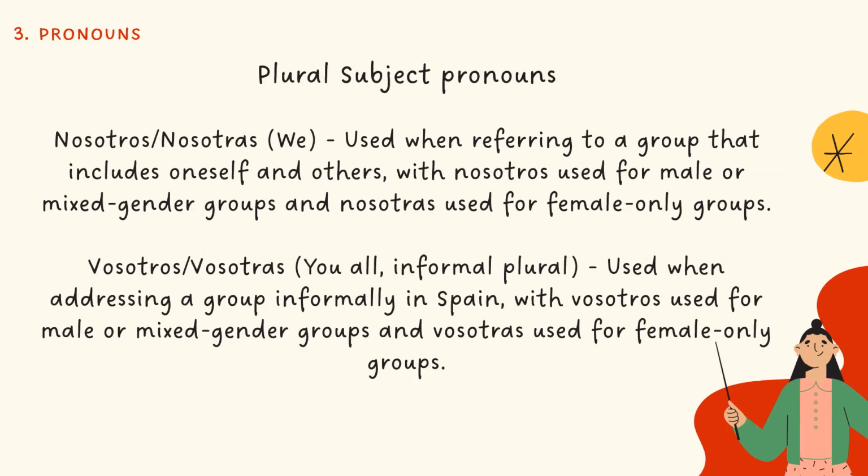Plural subject pronouns. Nosotros or nosotras, we, used when referring to a group that includes oneself and others, with nosotros used for male or mixed gender groups, and nosotras used for female-only groups. Vosotros or vosotras, you all, informal plural, used when addressing a group informally in Spain, with vosotros used for male or mixed gender groups, and vosotras used for female-only groups.